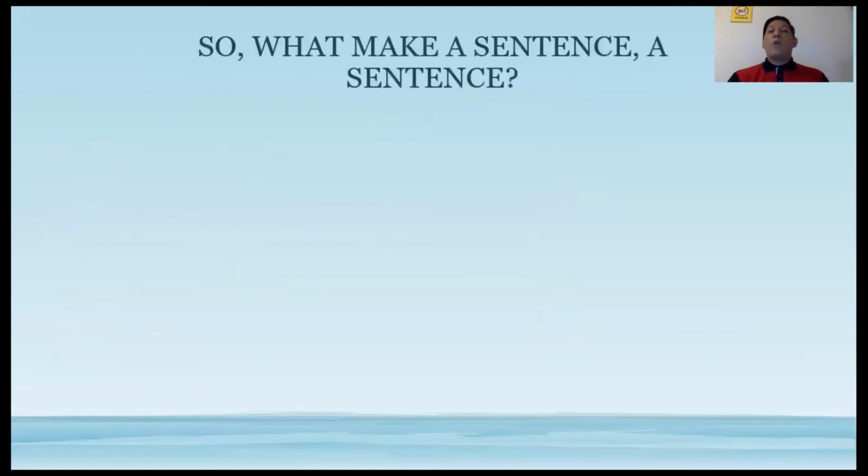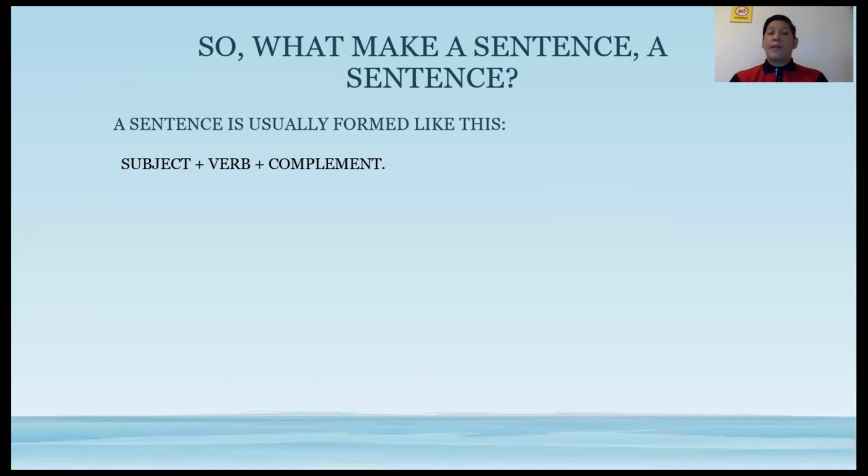So what makes a sentence a sentence? I mean, what types of parts make a sentence? A sentence is usually formed like this. Like I was telling you, we have a subject, we have a verb, and we have a complement. But we checked some examples. A subject and a verb can also be a sentence. As long as you have a subject and a verb, the verb is very important, you have a sentence.